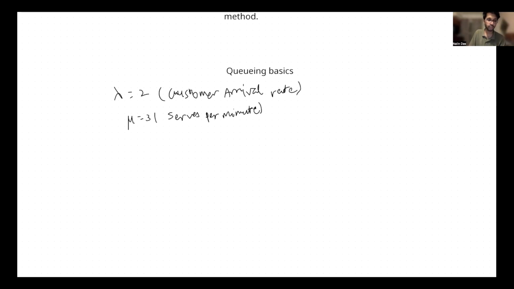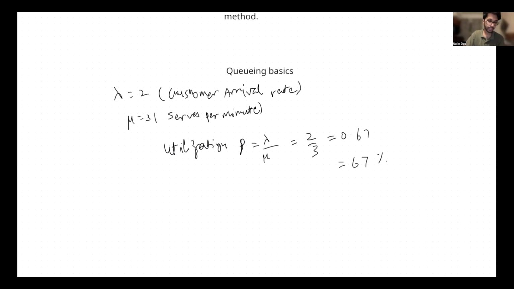So, what is the utilization of the barista? So, utilization is given as follows, is basically going to be equal to rho is equal to lambda by mu, which is equal to 2 by 3, which is equal to 0.67. So this means that the barista is busy 67% of the time. So 67% of the time, the barista is serving coffee to his customers, right?